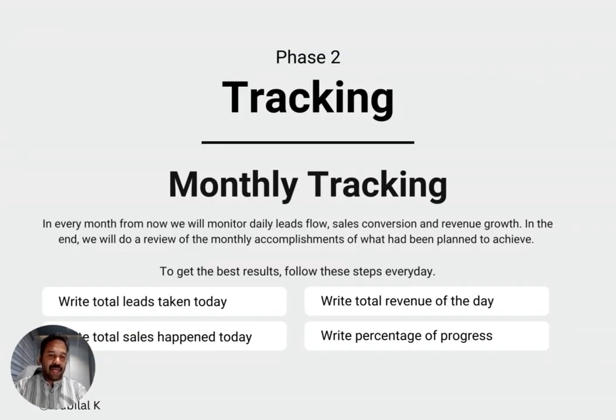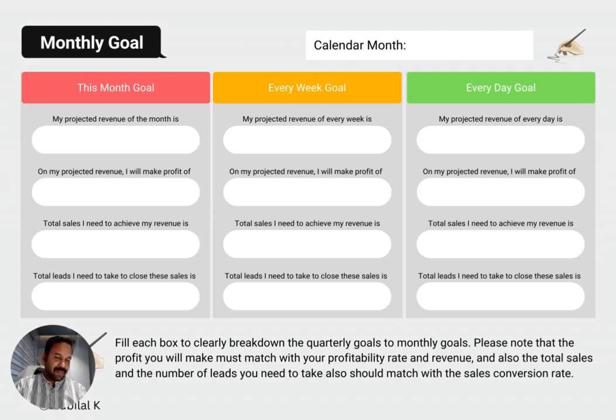All right. Now let's get into the tracking of the thing. Now we have a monthly goal of say example 1 lakh or 10 lakhs. Okay. So on the right side top, you write the calendar month. If it is January 2023, you mention that January 2023, because when you save it for your future reference, that will be very helpful. And after that, you come back to the three column.